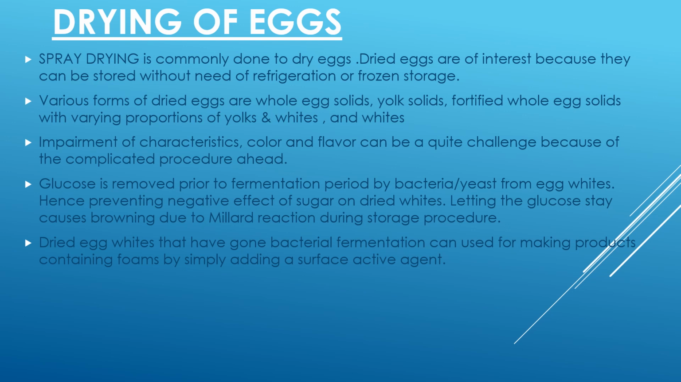Glucose is removed prior to fermentation period by bacteria or yeast from egg whites, hence preventing negative effect of sugar on dried whites. Letting the glucose stay causes browning due to Maillard reaction during storage process. So, if you are not already aware of this browning, this browning happens between the glucose and the protein of the food when they become in contact for a longer period of time. This reaction takes place.